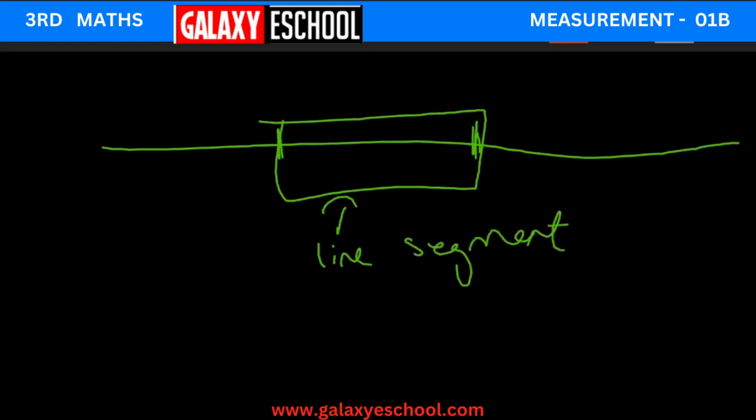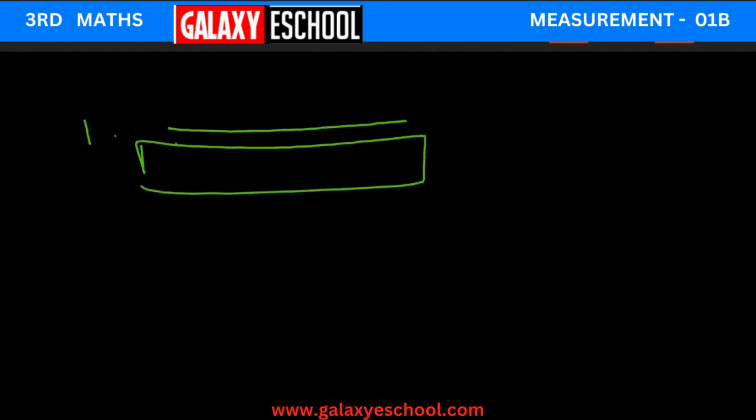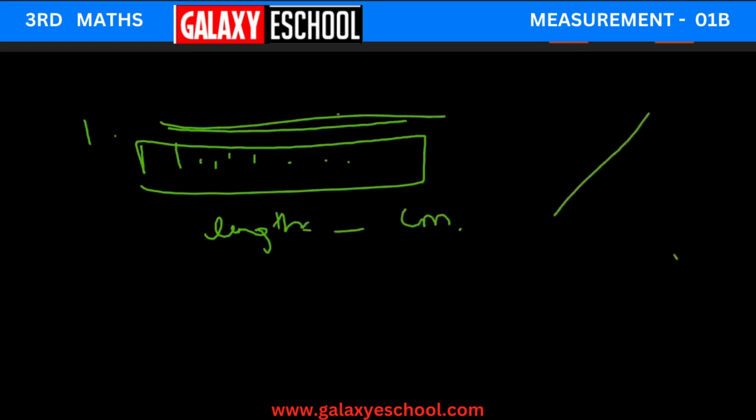What you can do in a notebook is write question 1, draw a little line segment, and then with the help of a scale measure the length of this line segment and write it in centimeters. Not only straight lines, try measuring the length of some slanting lines also.